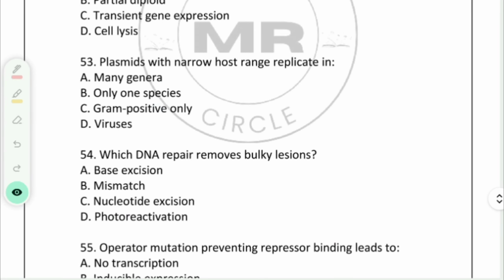53. Plasmid with narrow host range replicate in, options are A, many genera, B, only one species, C, gram positive only, D, viruses. So the correct answer for this question is only one species.